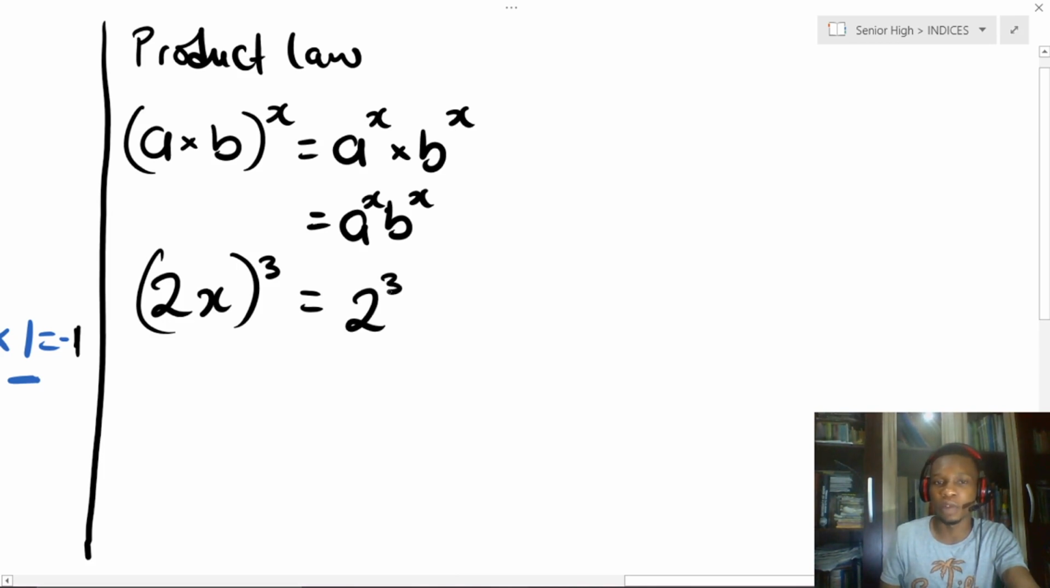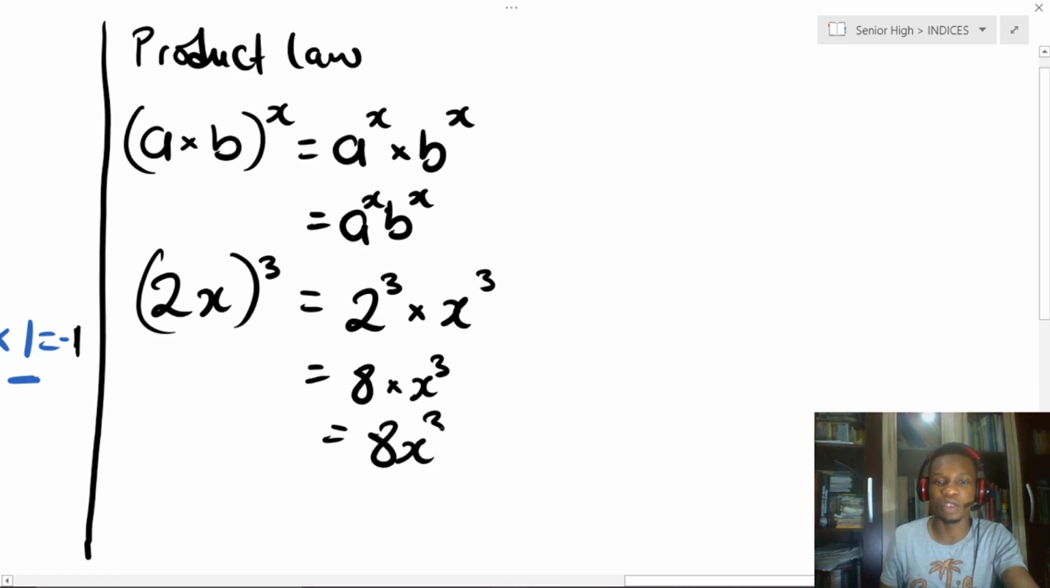Now if you have this, it will be 2 raised to the power of 3 multiplying x raised to the power of 3. So 2 raised to the power of 3 is what? 8, and then multiplying x to the power of 3 is still x raised to the power of 3. You can write this easily as 8x raised to the power of 3, and you're done. Is that okay? Now that is how you deal with the product law.